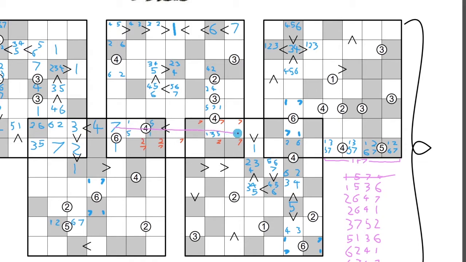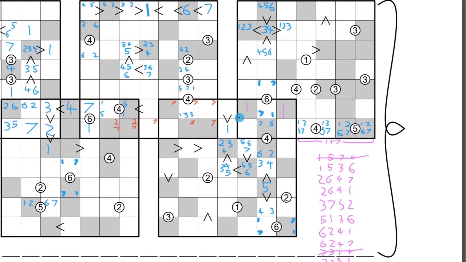So five is done here. Or even one is done here. One can't go there. So one goes there or there. Which one would it be though? If one goes there or there, then let's say it goes there. One goes there, so that'd have to be seven, so that'd have to be one, so that'd have to be seven, and that would have to be one. That's fine.